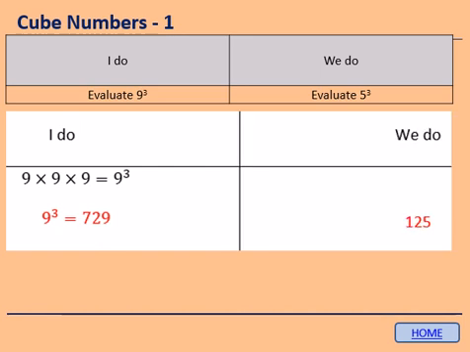And for the we do, we have evaluate 5 to the power of 3, or 5 cubed. That's where the term cube number comes from. We have 5 to the power of 3, which means 5 times 5 times 5. 5 times 5 gives me 25. Times by 5 again gives me 125. Give yourself a tick in green pen if you got that right. We'll now move on to some independent practice where you can try some questions for yourselves.